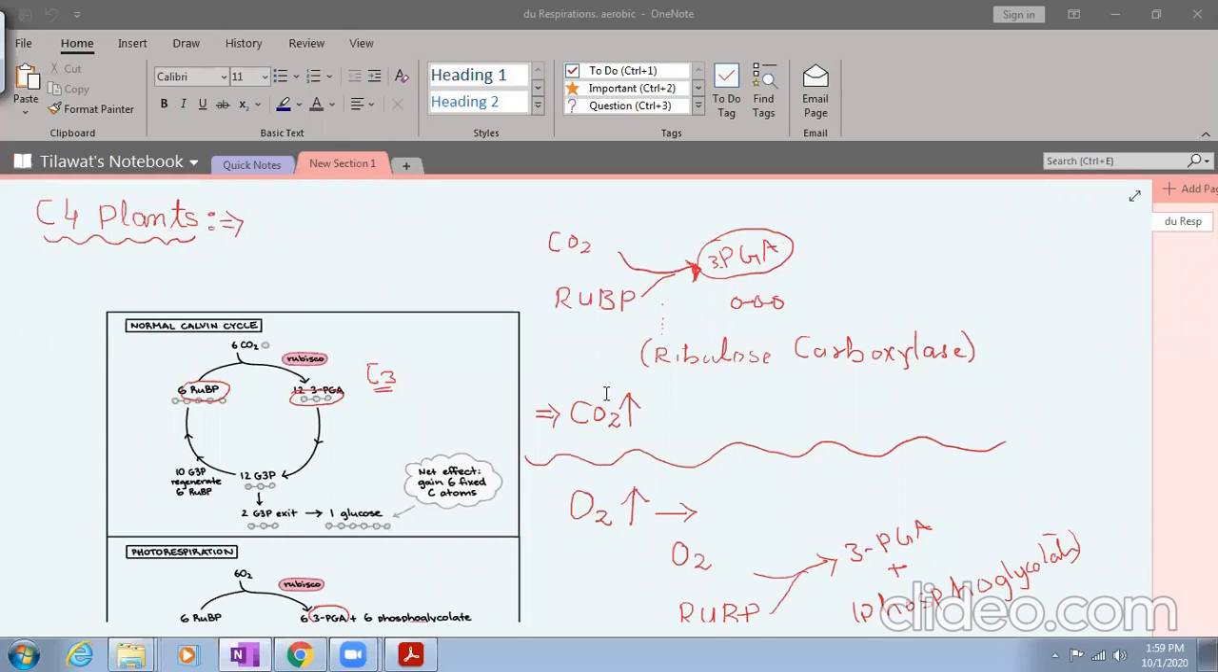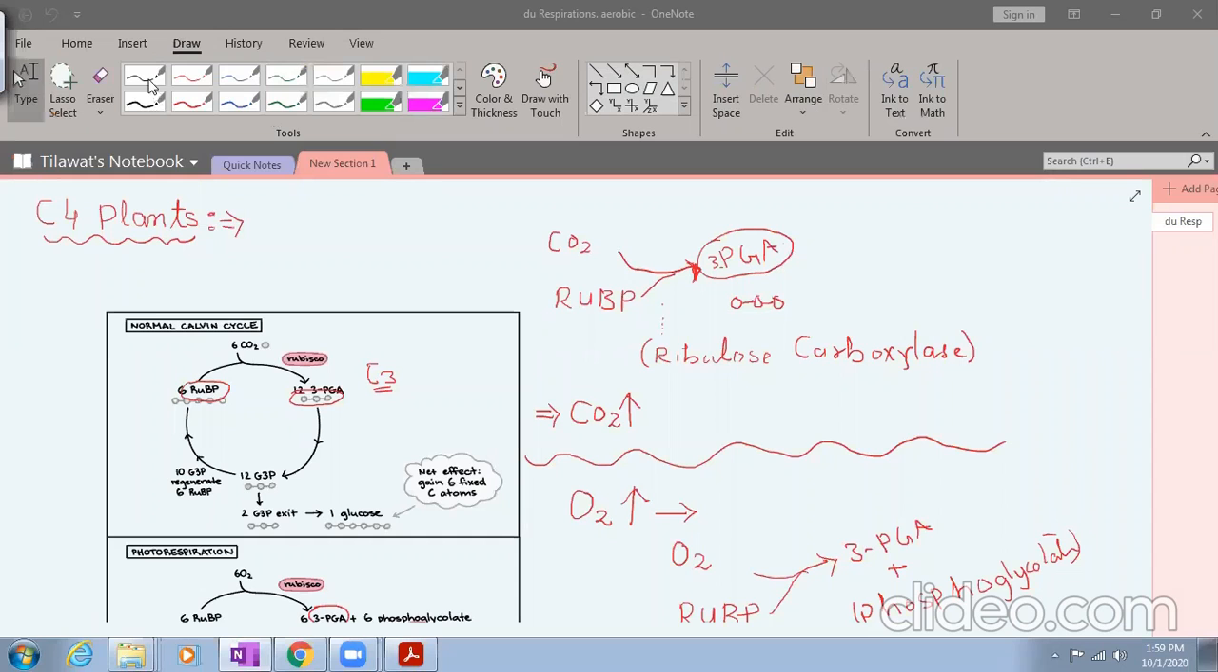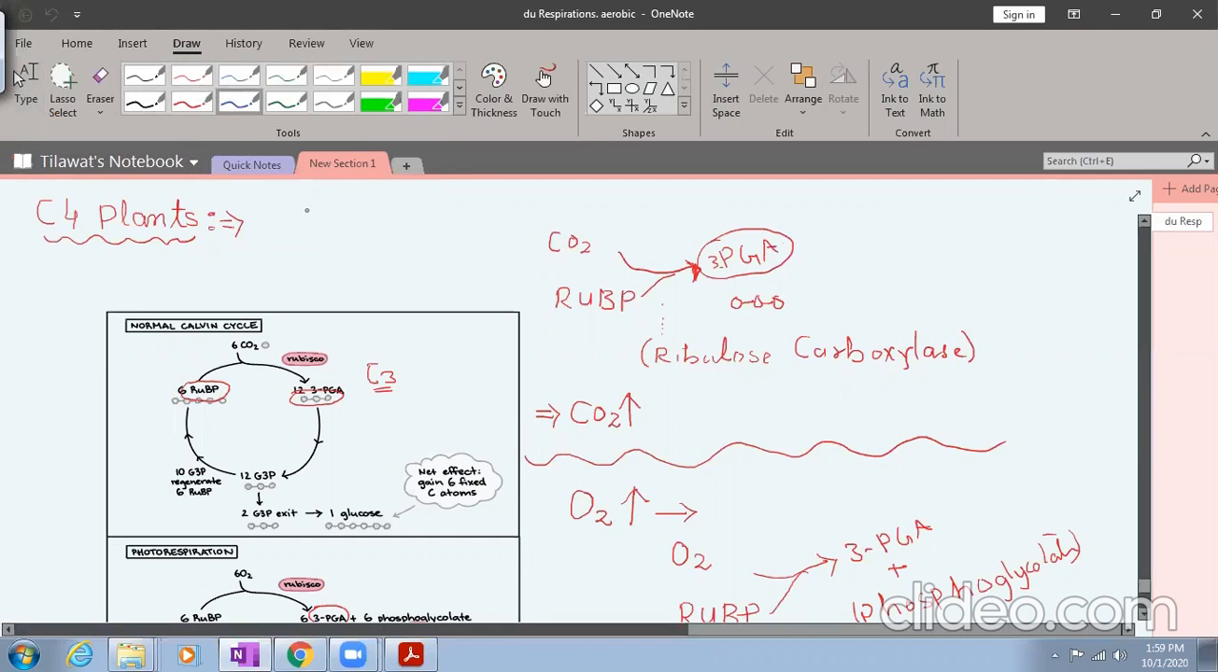Dear students, the topic of discussion for today is C4 photosynthesis, right? For C4, first we should know about C3 plants and C4 plants. C3 plants, the ones we discussed up to now in the Calvin cycle, the dark reaction of photosynthesis, in which carbon dioxide combines with RuBP, ribulose bisphosphate, and that will form what? 3-phosphoglycerate. Am I clear?